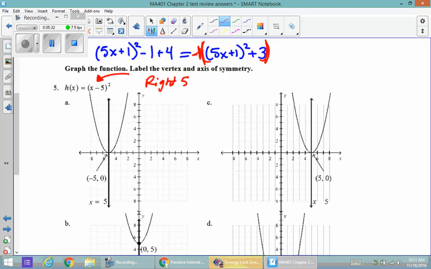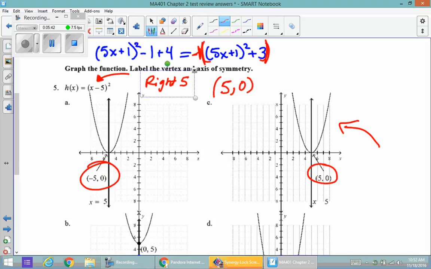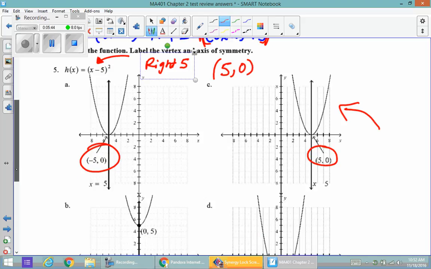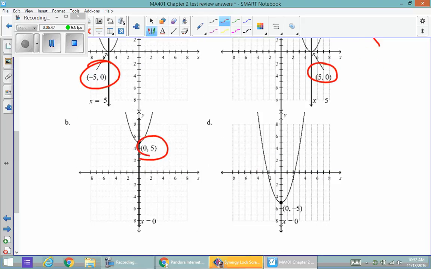So we want to head to the right 5 units. And that means our vertex is 5, 0. So be looking for a vertex of 5, 0. Hey, that one has a vertex of 5, 0. Let's see what else we got. Nope. Nope. This is the only one that went to the right 5 units, so that's our answer right there.